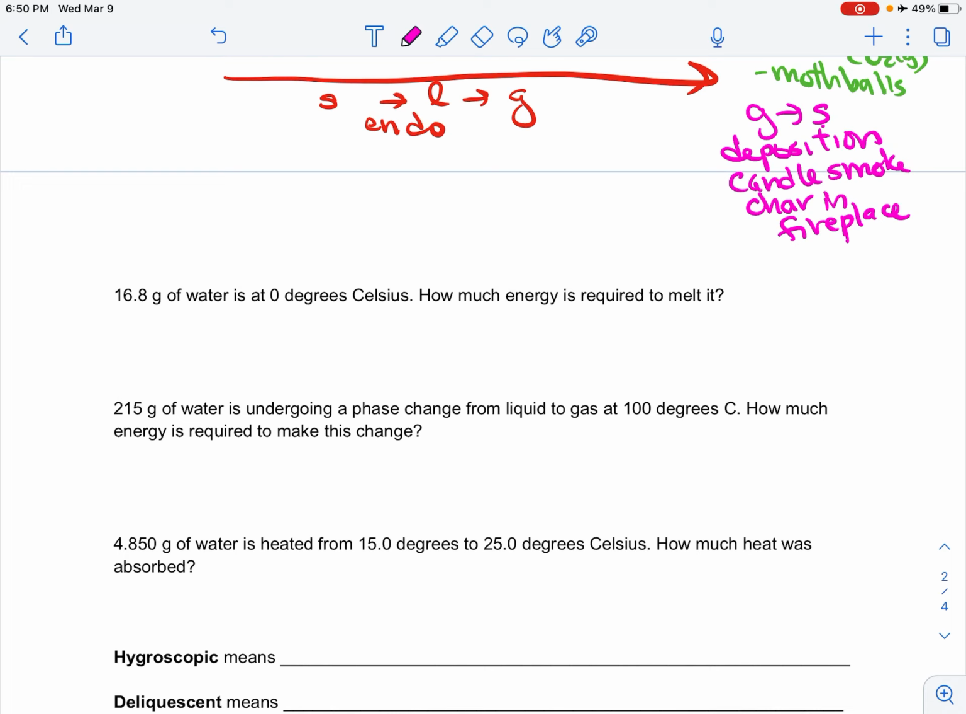16.8 grams of water is at 0 degrees Celsius. How much energy is required to melt it? So keywords, 0 degrees Celsius and melt. So Q equals, I don't have a temperature change. So I have instead heat of fusion, because that's what happens with melting.